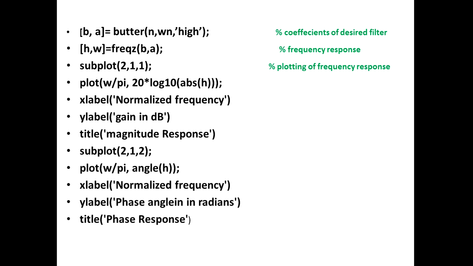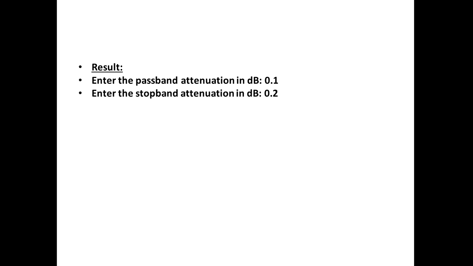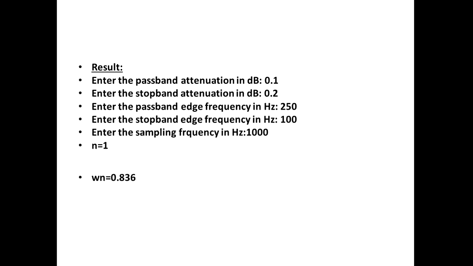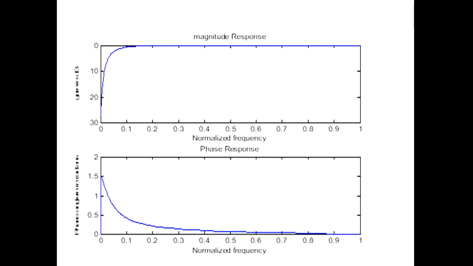Again enter this program in the MATLAB window. Then enter the values of the filter specifications. Then you will get the order of the filter, cutoff frequency and the filter coefficients. Then you will get the magnitude and phase response for the high pass filter. Similarly, instead of high, if you enter it as pass, then you will get the filter coefficients for the band pass filter. Instead of pass, if you write it as stop, you will get the filter coefficients for the band stop filter. So this is for the Butterworth approximation.